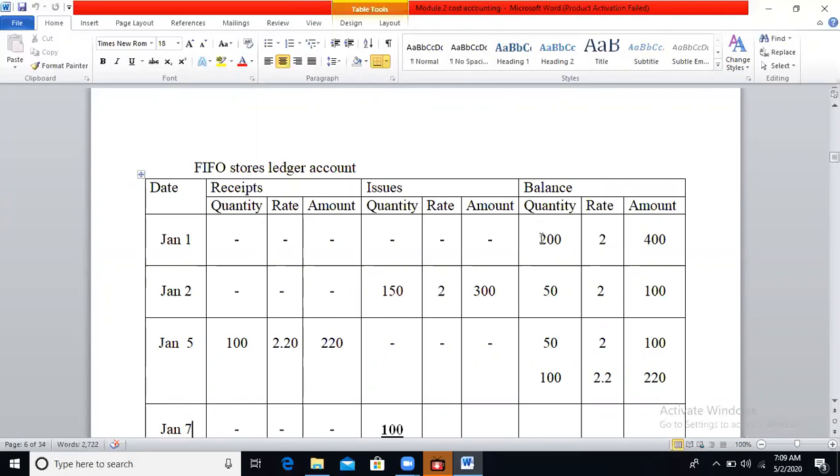Out of the 200 balance, we have issued 150 pieces. The remaining pieces will be 50. The value will be 100. So 2 rupees is the rate per unit. 50 into 2, you will get 100 rupees.